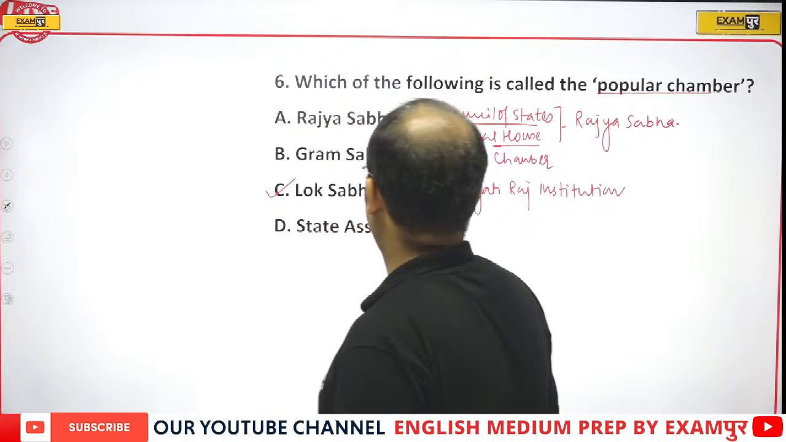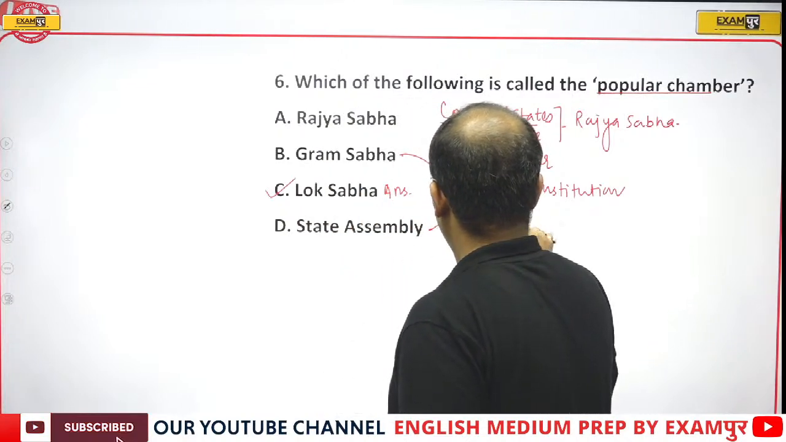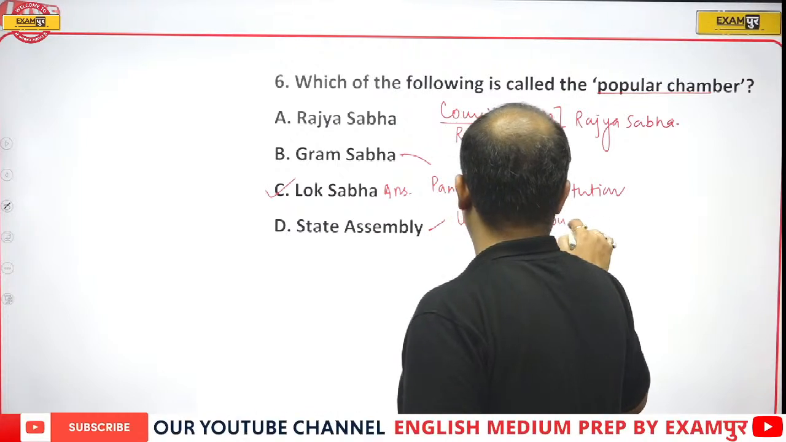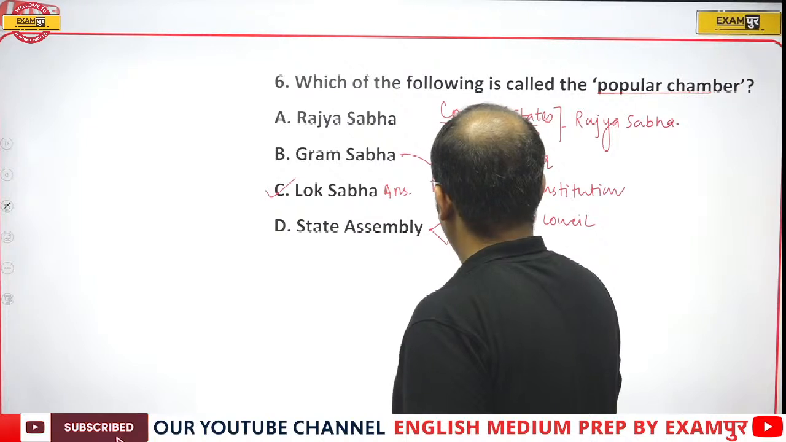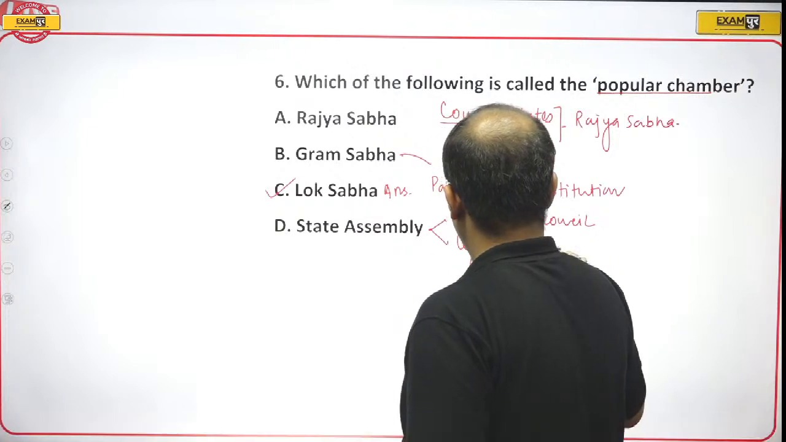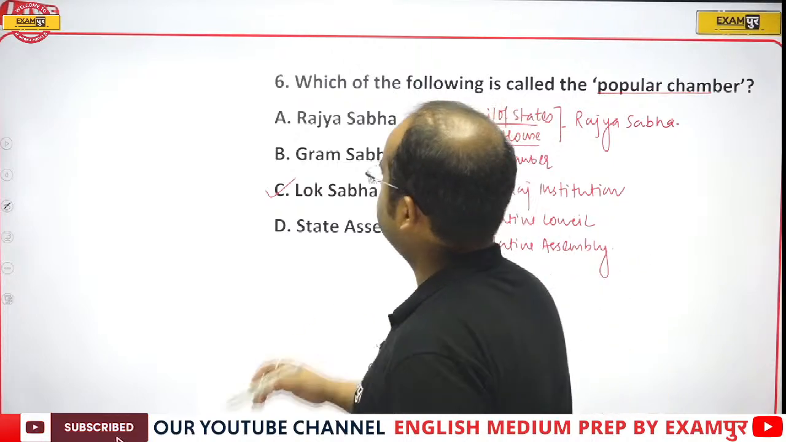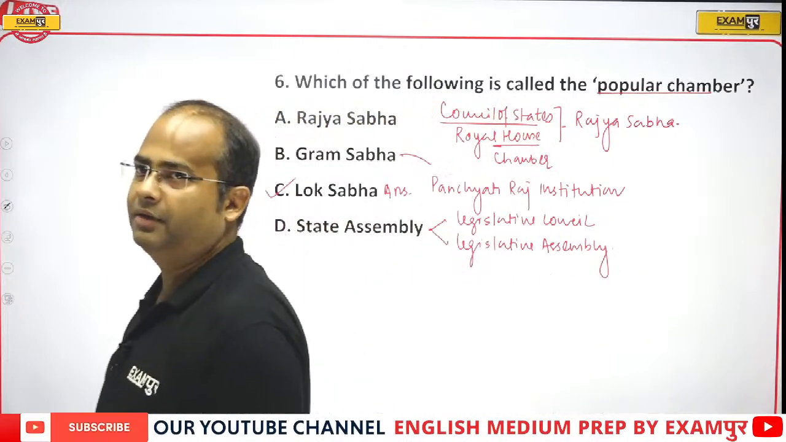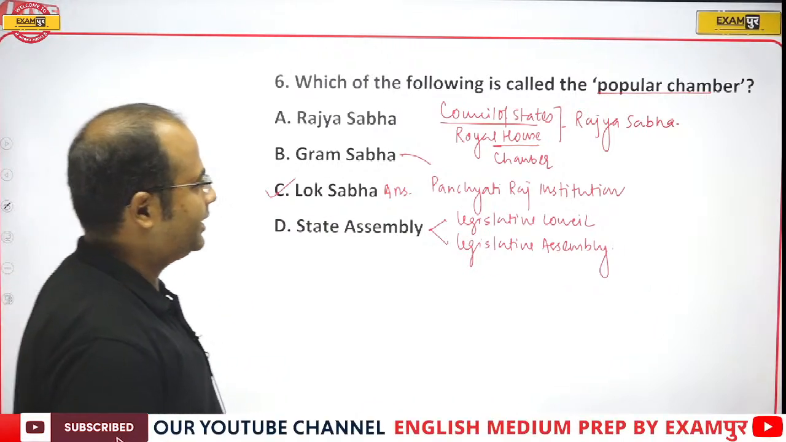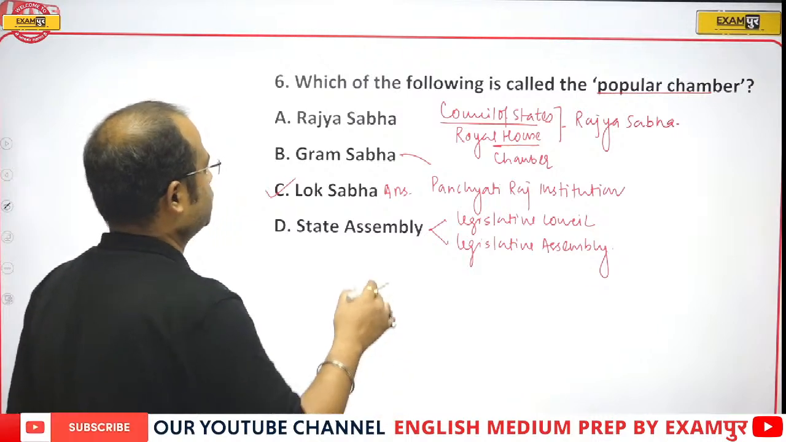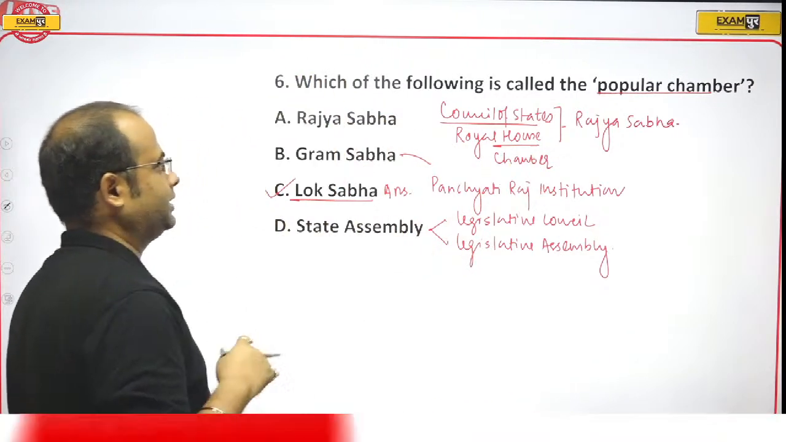State Assembly has two parts, the legislative council and the legislative assembly. So the correct answer will be what, guys? It is Lok Sabha, that is called the popular chamber. The royal chamber or royal house is Rajya Sabha.